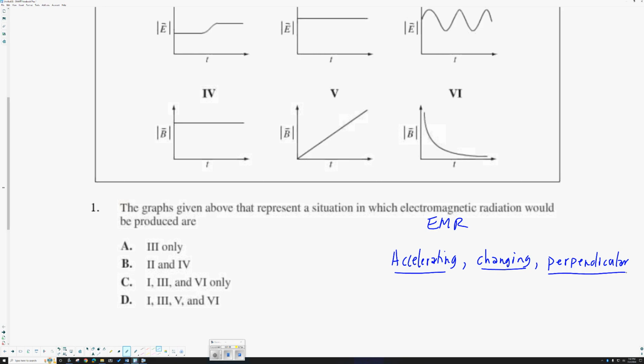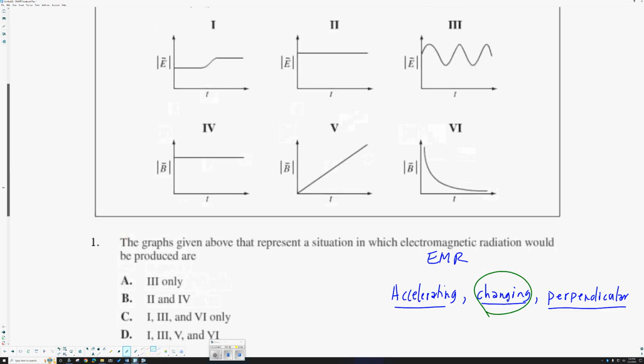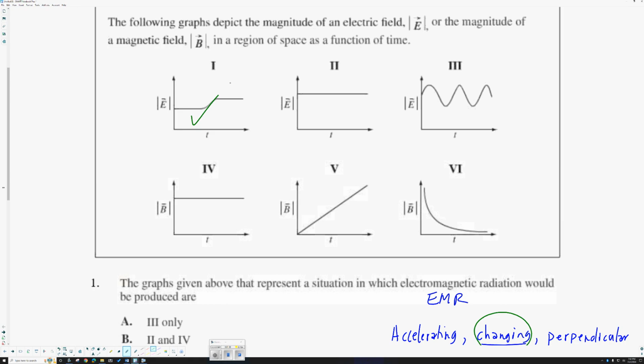Accelerating charged particles generate changing electric and changing magnetic fields that are perpendicular to each other and perpendicular to the direction of propagation of the wave. Now, we look at these graphs. We want to know which ones generate EMR. We're looking for changing electric or changing magnetic fields. We can see that A has a changing electric field that would generate EMR. It's not a sinusoidal wave, but that's okay, it's still changing.